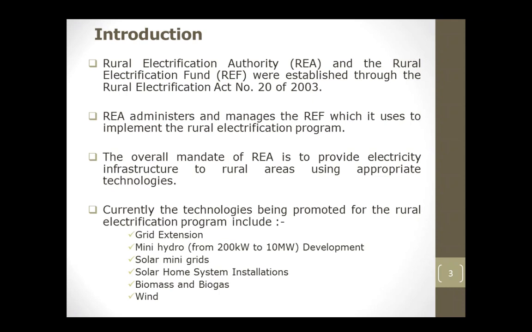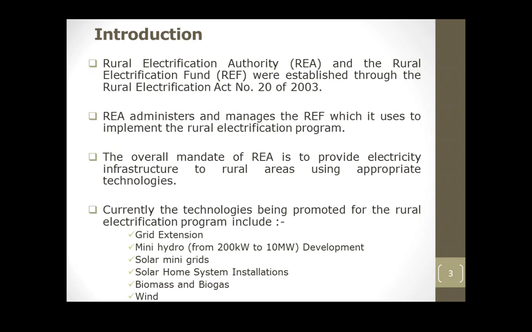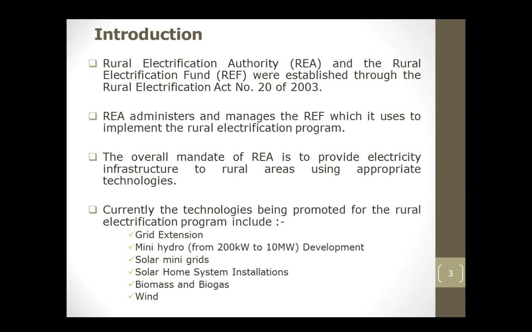The overall mandate of RIA is to provide electricity infrastructure to rural areas using appropriate technologies, and the technologies are listed below. We have grid extension, mini hydro projects. These are power stations from 200 kilowatt to 10 megawatt. So we develop such power stations. Then we have solar mini grid projects, which will be more highlighted in the presentation. Then we have isolated solar home system, which are installed in the areas where the grid will not reach now.